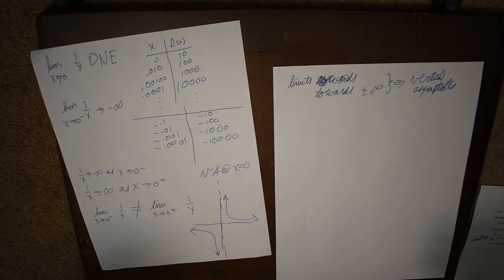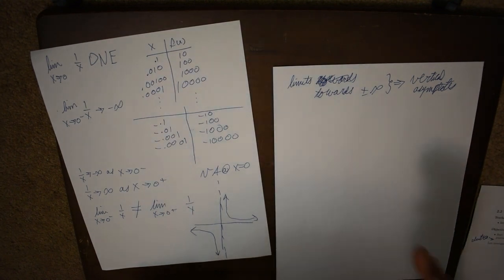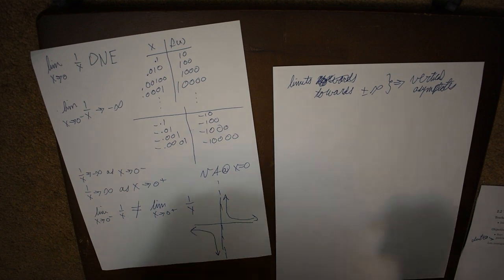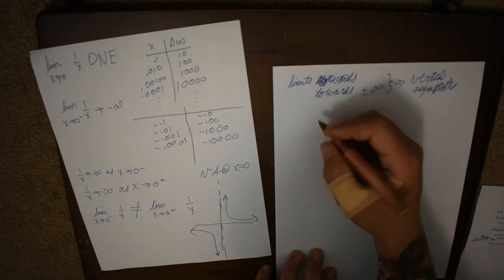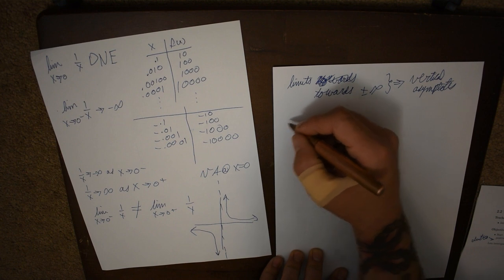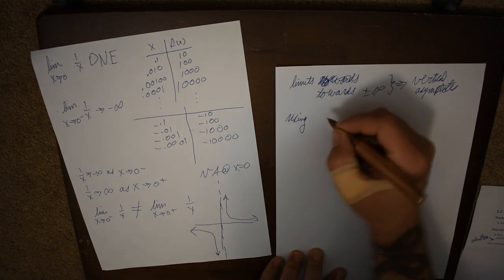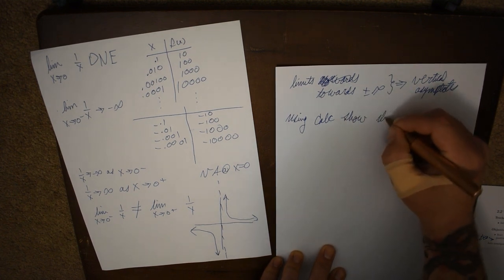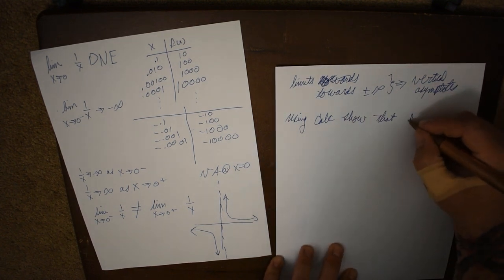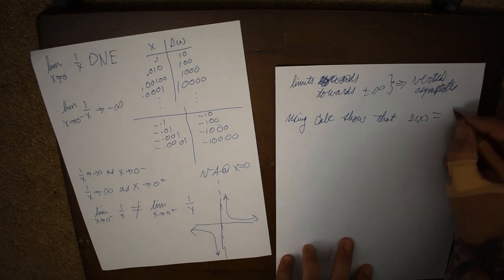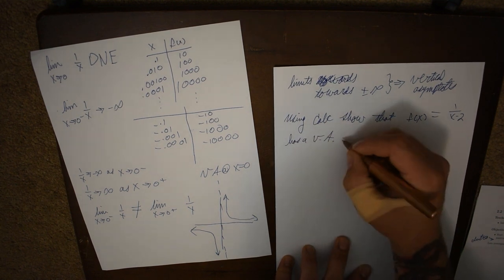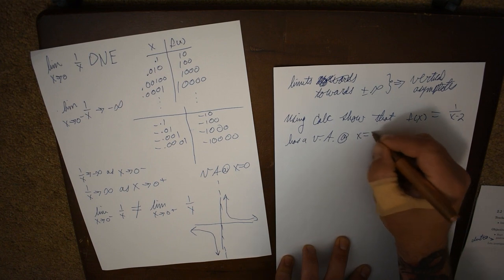Now we can just use the tools of calculus to show that a vertical asymptote exists. So, let's talk about how we could, using calculus, show that f of x is equal to 1 over x minus 2 has a vertical asymptote at x equals 2.